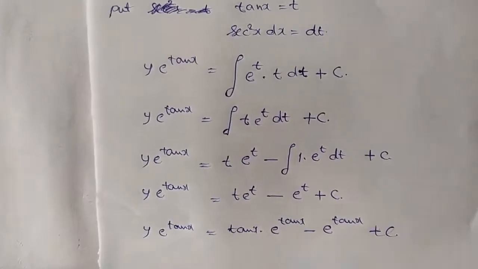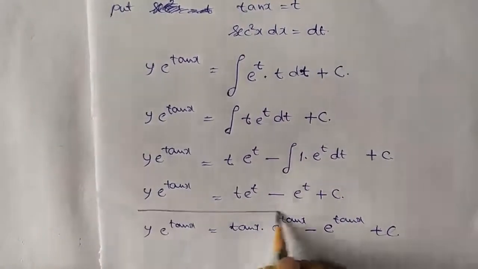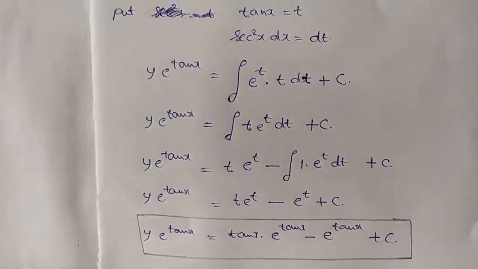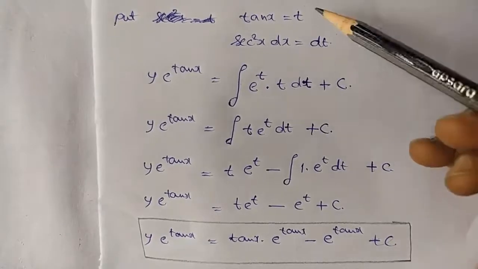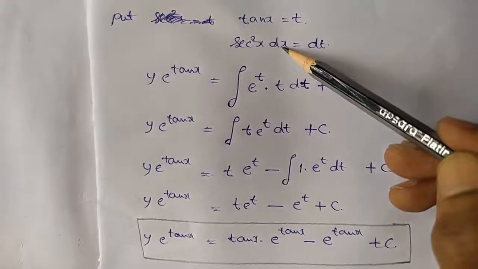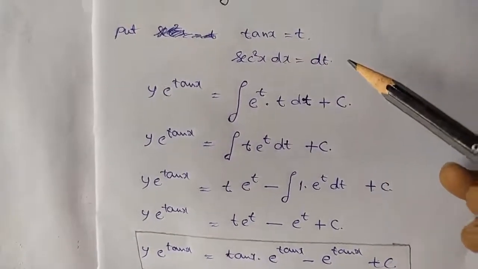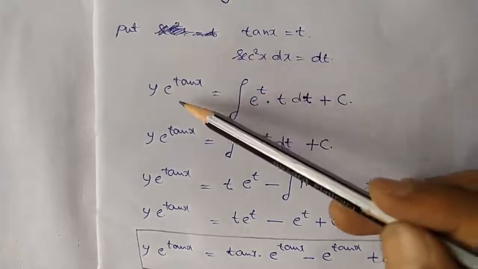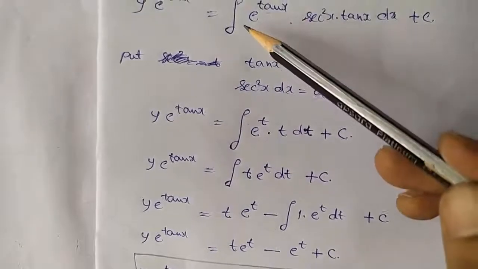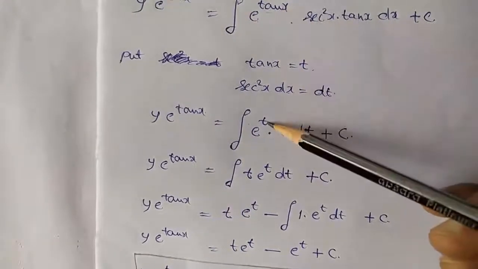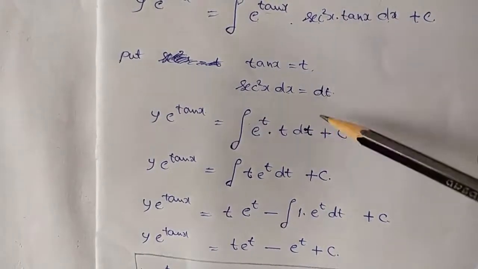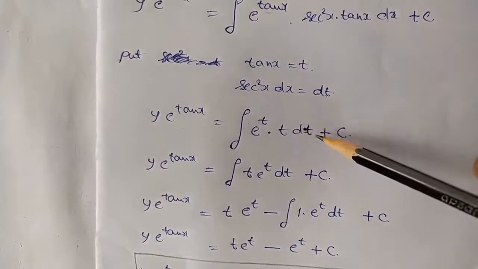Hence, this is the general solution for this question. See, once again, here we have taken tan x equals t. If we differentiate tan x, secant square x dx, we will get dt. Next, y e power tan x, keep it as it is. Integration of e power tan x, in place of tan x we have written t, into secant square x dx, which entirely becomes dt. Tan x is t, plus c.